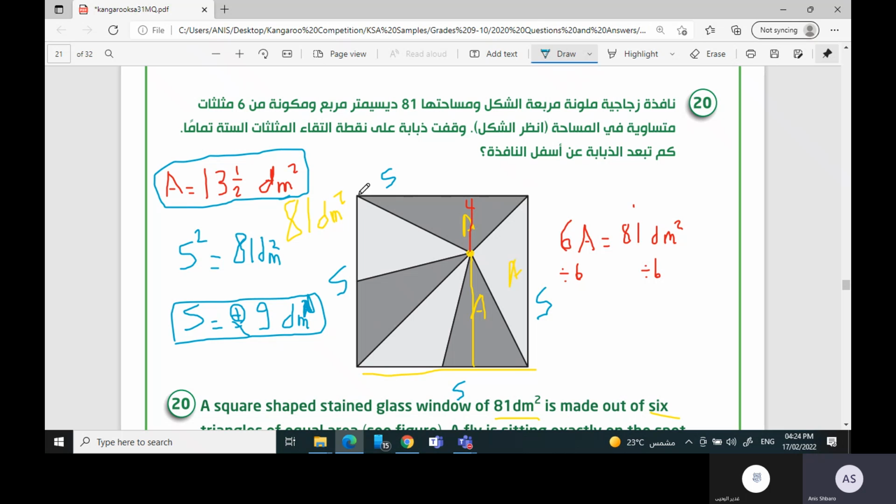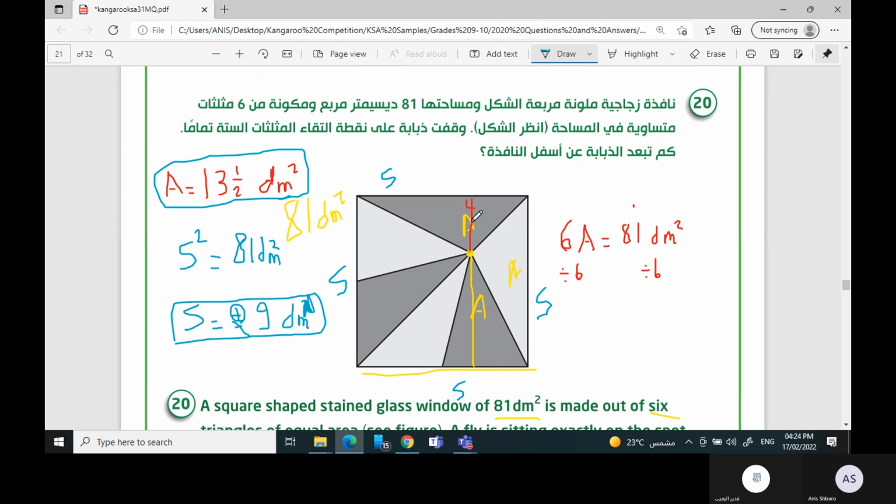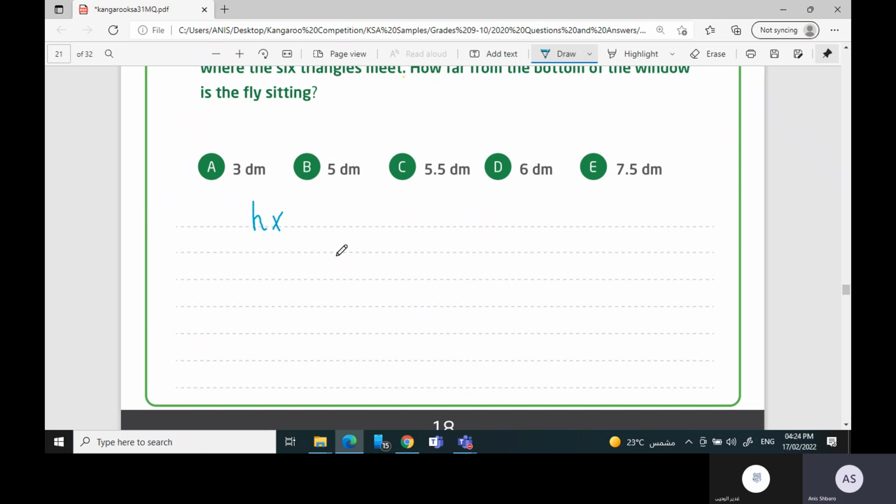Now simply, I have the base of the triangle. I don't have the height, I need to find it, but I have the area. So let us write everything. I'm going down and we are going to write the rule. H, which is the height in a triangle, H in this triangle specifically, multiplied by the base, which is S, over 2 is equal to the area.